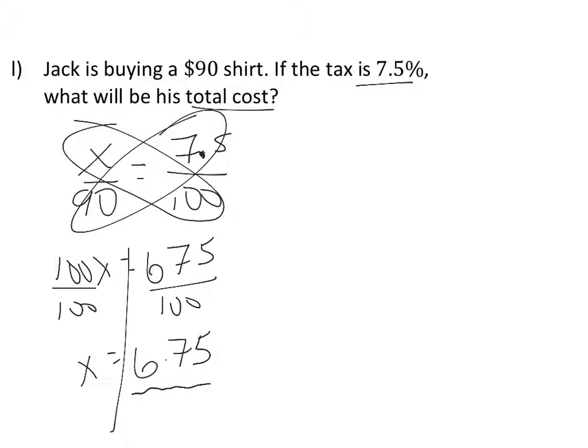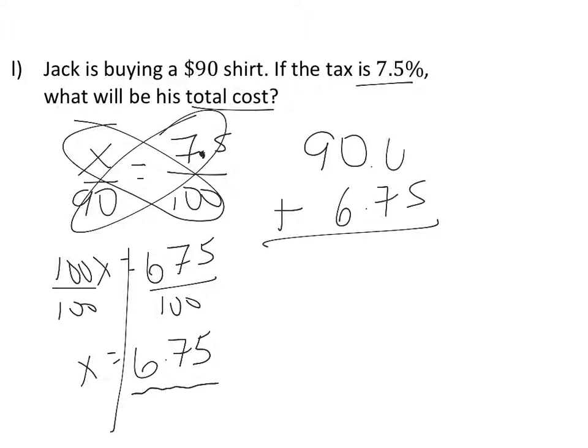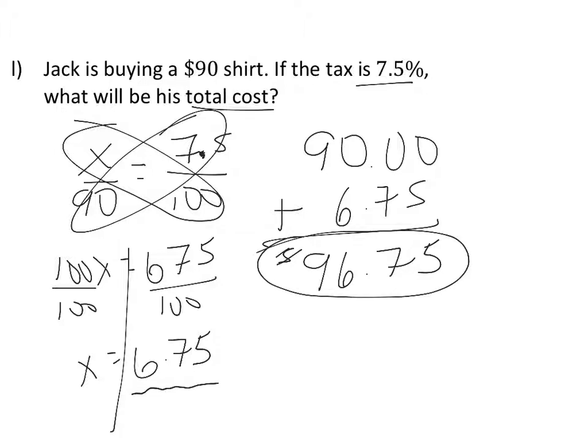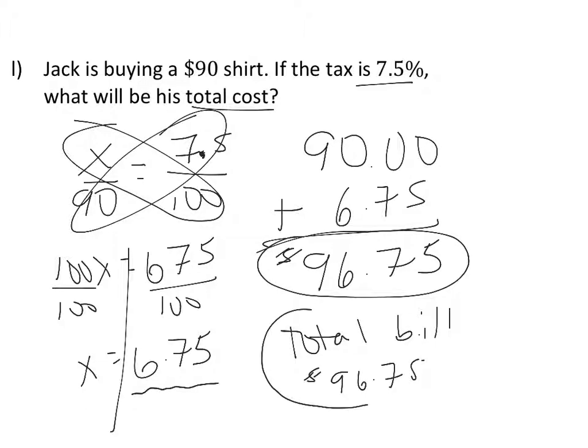What will be his total cost? Well, it's not $6.75. He's buying the shirt and he's going to pay $6.75 in tax. So if we think about money, add up some place values, it looks like he's going to be paying $96.75 total. And that's our answer. Jack is going to pay $96.75. Just to make sure we're using an answer that is good for a word problem.